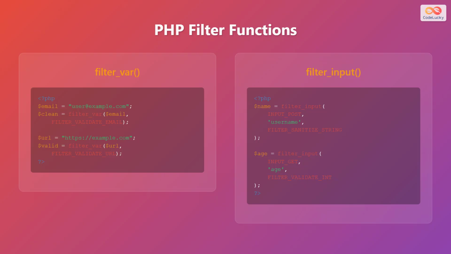Another example is a variable URL assigned a value of https://example.com. The filter_var function is used to validate the URL using the FILTER_VALIDATE_URL filter.